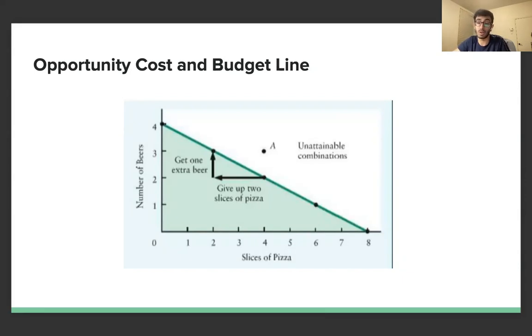When we have multiple points on the budget line and we join all those points, we construct the budget line. And then opportunity cost of the good on the x-axis is just the amount of good on the y-axis I'll have to forgo to get one extra unit of the good on the x-axis. So here the opportunity cost of one slice of pizza would be half a beer.